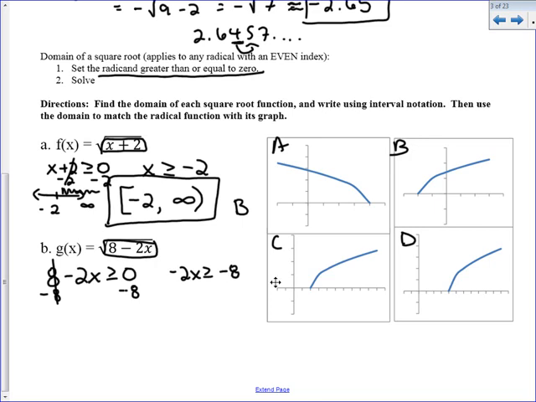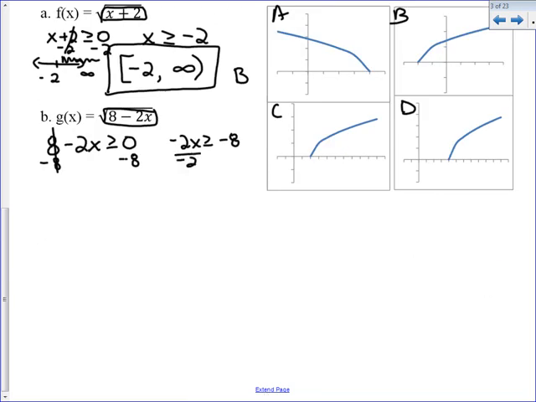And what's my last step to solve for x? Divide by negative 2. Who's on top of it Monday morning? What happens to an inequality when I divide by a negative? You flip it. So x is less than or equal to 4.